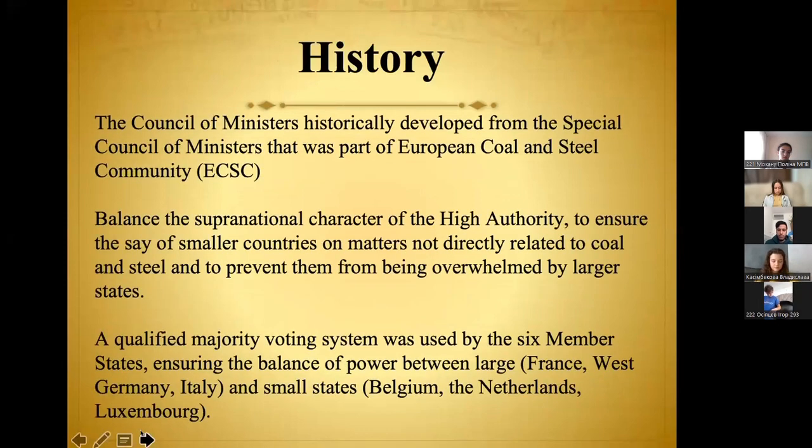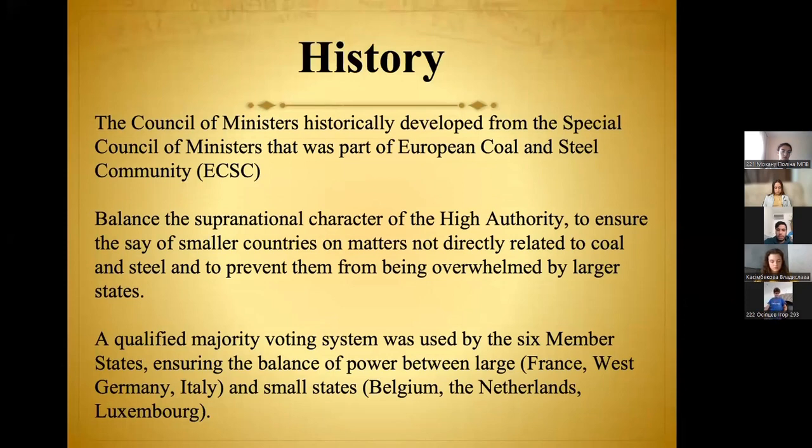On the next slide, the first name of the Council of Ministers was Special Council of Ministers, and they were really discussing the problems of the established community, and balancing the supranational character of the High Authority to ensure the say of smaller countries on matters not directly related to coal and steel, and to prevent them from being overwhelmed by larger states.